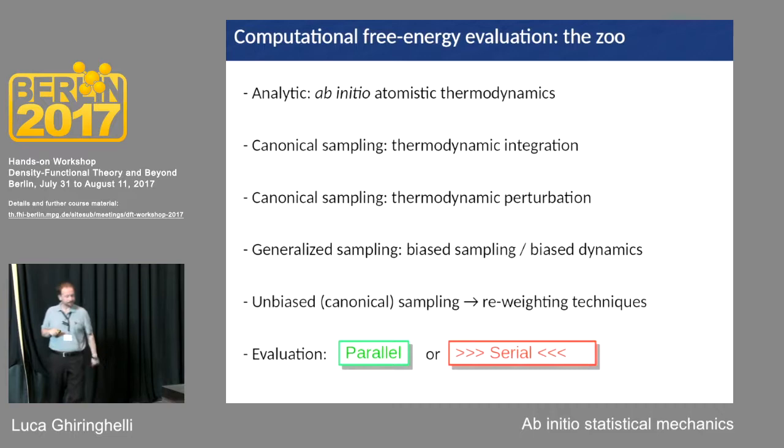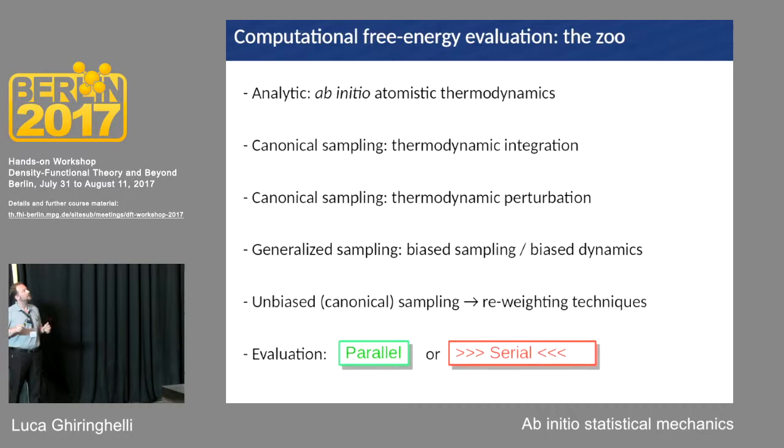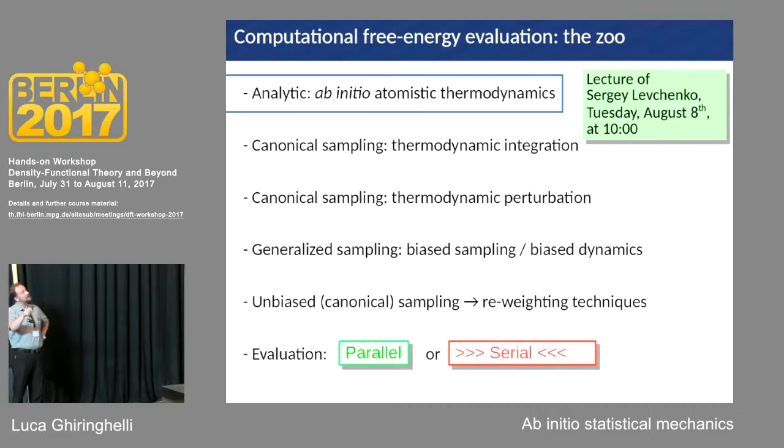This is the kind of little zoo that I will present today. Different methods spawning from the different definitions of free energy. And just to give an overview of what kind of weapons you have at your disposal when you want to look for free energy, or better, differences in free energies. So we have the analytical way of ab initio atomistic thermodynamics that actually will be object of part of the lecture of Sergei on Tuesday, so I will not say anything today.